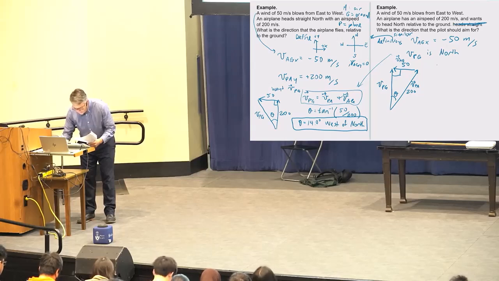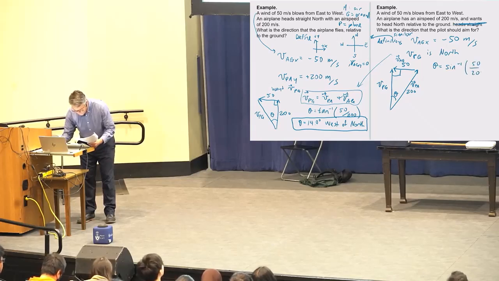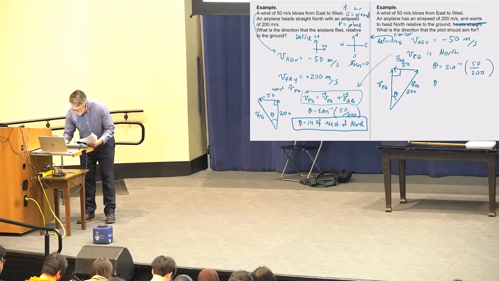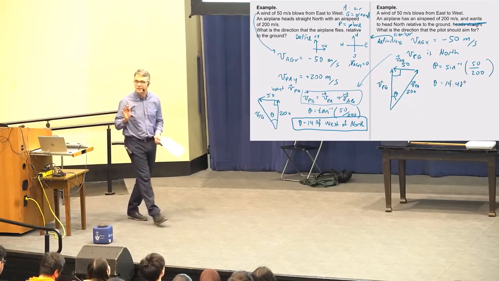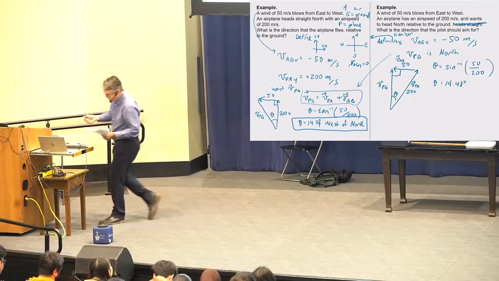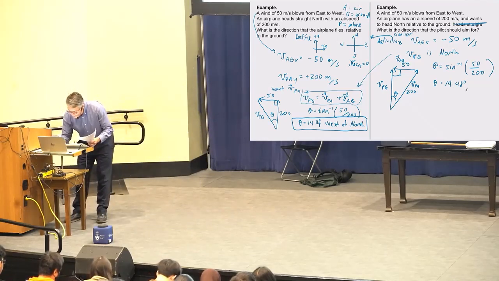So I need theta to be sine to the minus 1 of 50 over 200. So this is actually 14.04, and this one is theta equal to 14.48. It's kind of weird. They're very close, but they're just a little different because I'm using sine to the minus 1 instead of tan to the minus 1. And this one also is east of north.